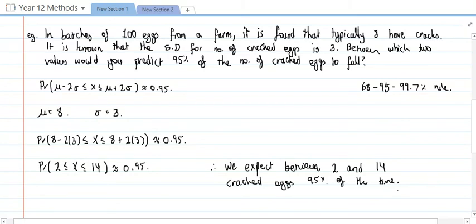And there you have it. So that is the expected value, the variance, and the standard deviation. I'll leave it there and see you in the next video.